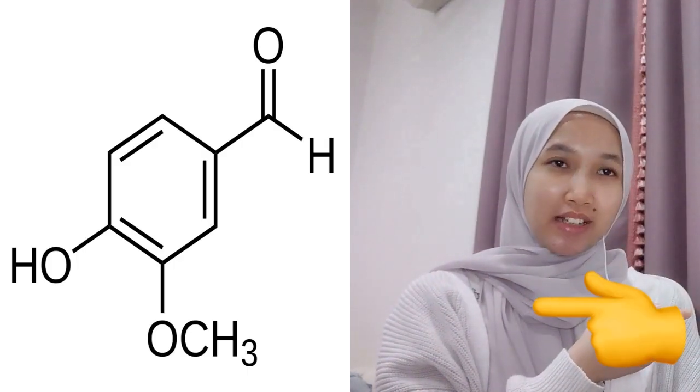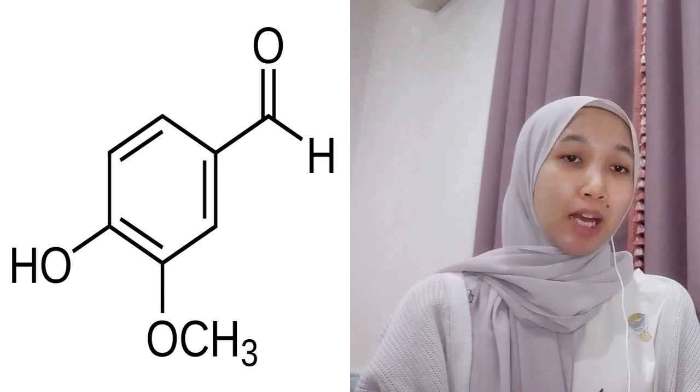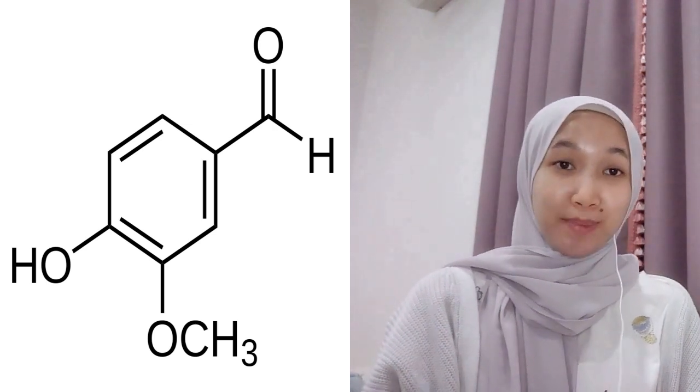This is vanillin, aka 4-hydroxy-3-methoxybenzaldehyde. It is the primary chemical compound of the extract of the vanilla bean. To make an artificial vanilla, we only have to mimic the chemical structure of vanillin synthetically.